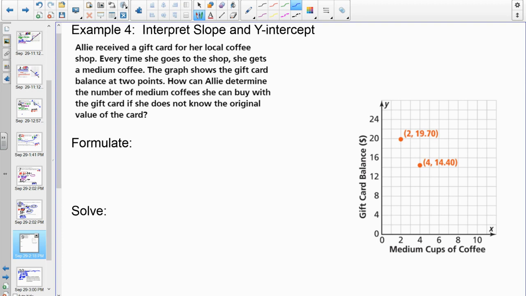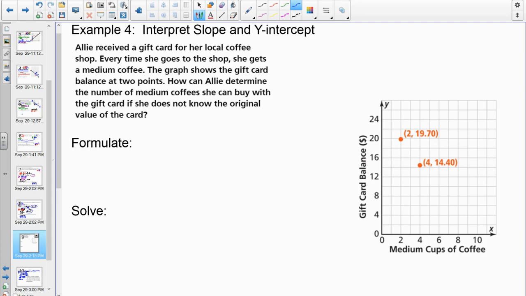So first of all, this is a linear function because it's a constant rate of change. Every single time Allie goes to the store, she gets a medium-sized coffee, and we're going to assume it's the same exact coffee, no fancy extras. So the balance goes down at a constant rate, and that's why we're going to apply a linear equation to it.